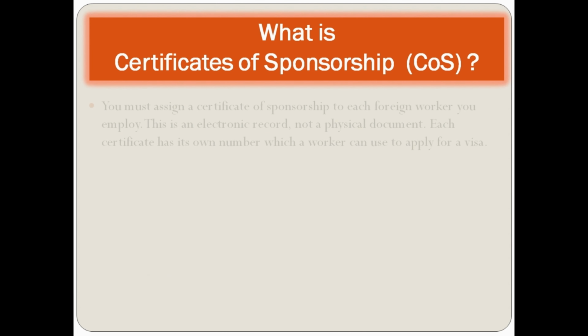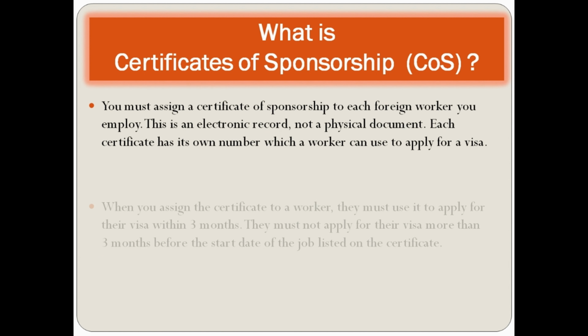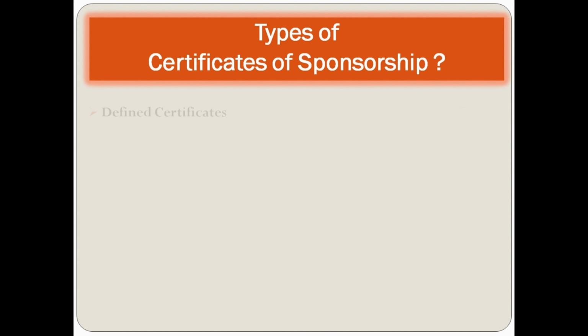What is a certificate of sponsorship? COS. You must assign a certificate of sponsorship to each foreign worker you employ. This is an electronic record, not a physical document. Each certificate has its own number, which a worker will use to apply for a visa. When you assign the certificate to a worker, they must use it to apply for their visa within 3 months. They must not apply for a visa more than 3 months before the start date of the job listed on the certificate.